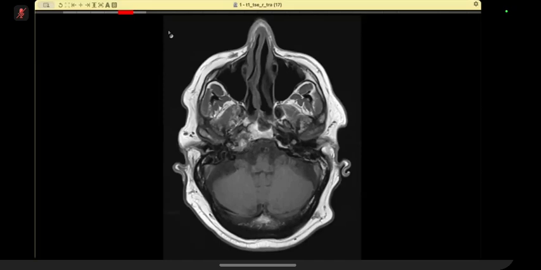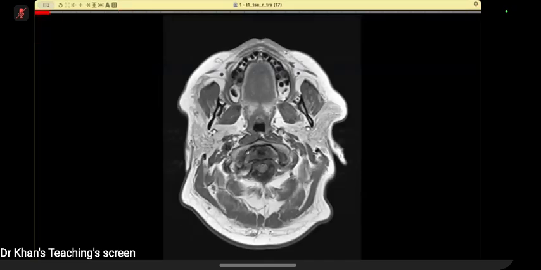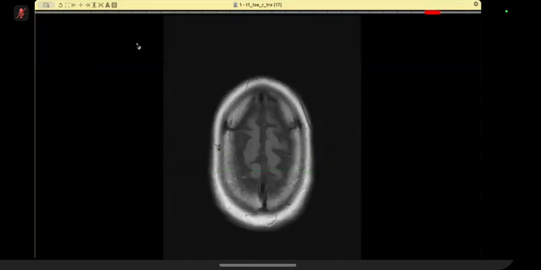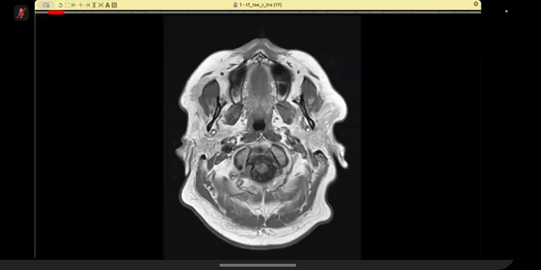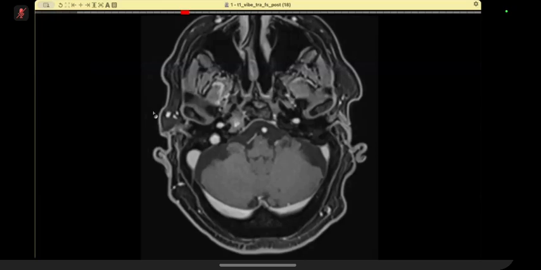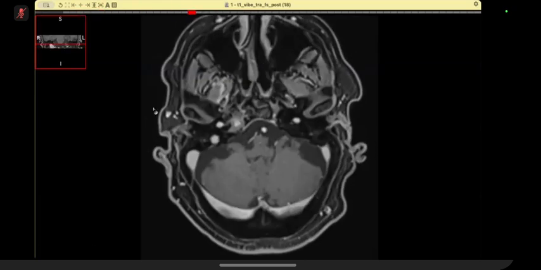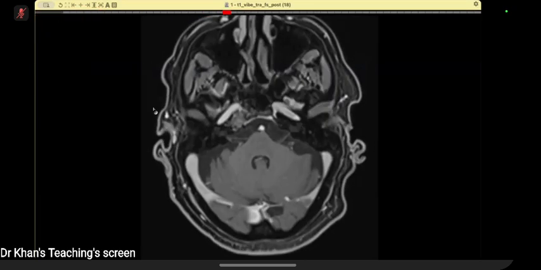What else would you like to see? Sir, as the DWI is irrelevant, I would like to see a post contrast. Okay, see you when I am ready. So this is post-contrast. The lesion was intrinsically bright on T1 and I think it is showing slight post-contrast enhancement as well.